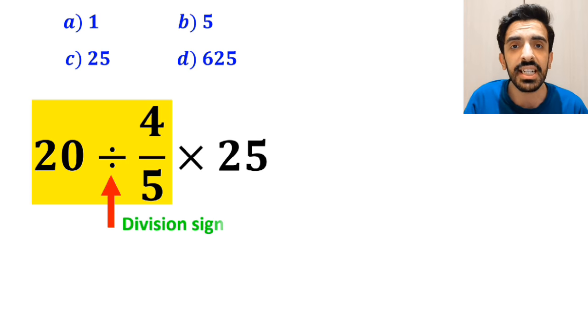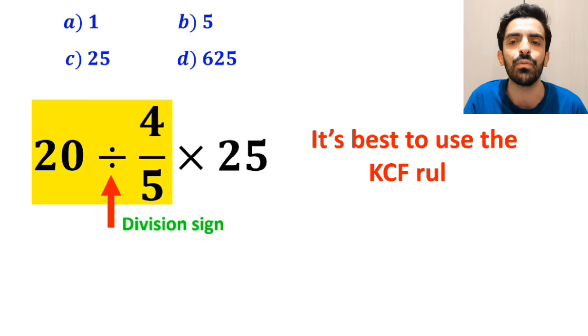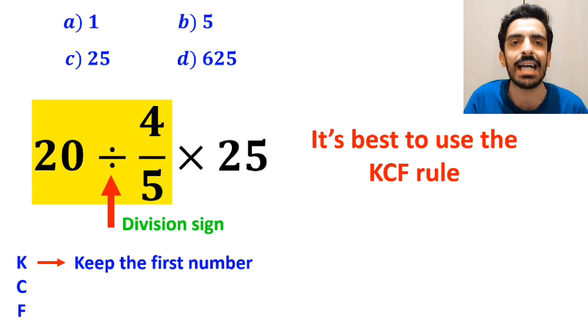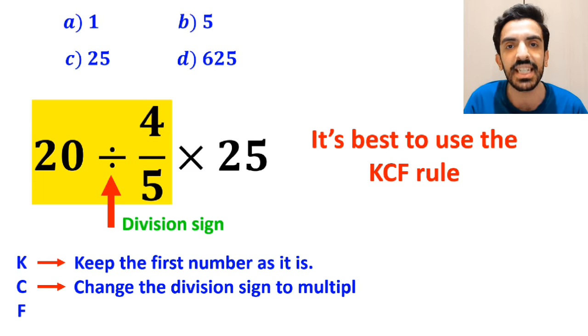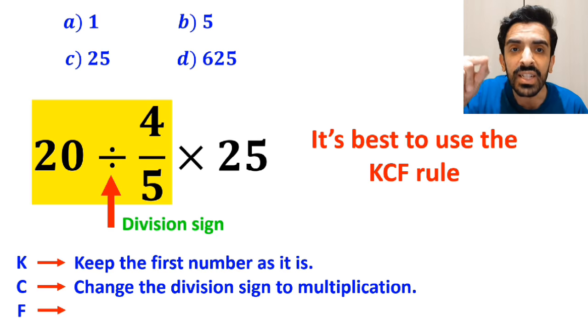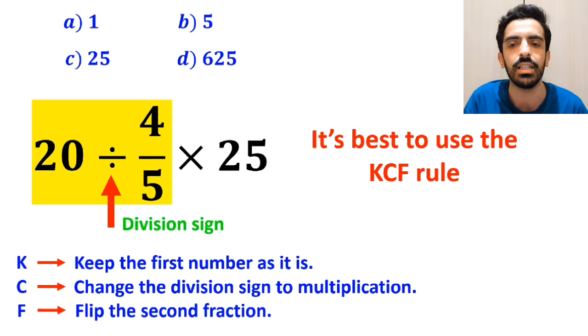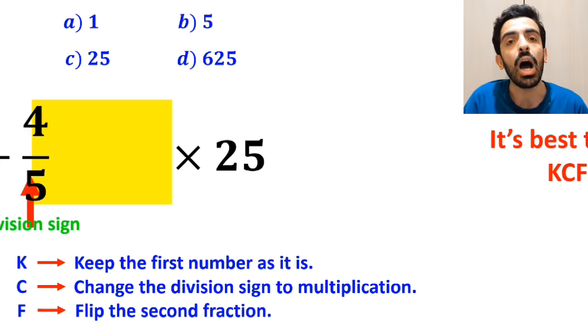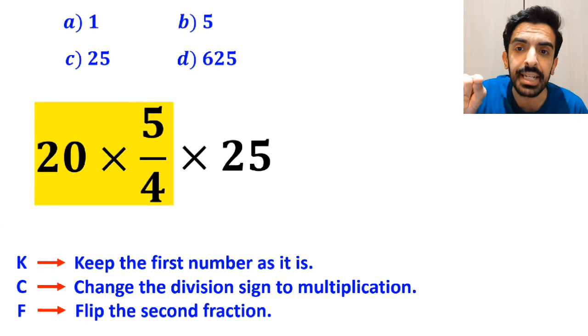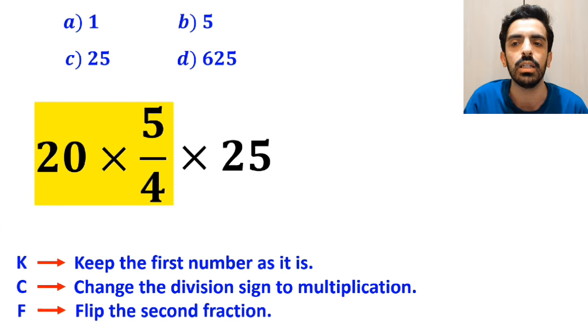Okay, whenever we see a division sign between two terms, it's best to use the KCF rule. In this rule, K stands for keep the first number as it is, C stands for change the division sign to multiplication, and F stands for flip the second fraction. So, we remove the highlighted part and replace it with 20 multiplied by 5 over 4.